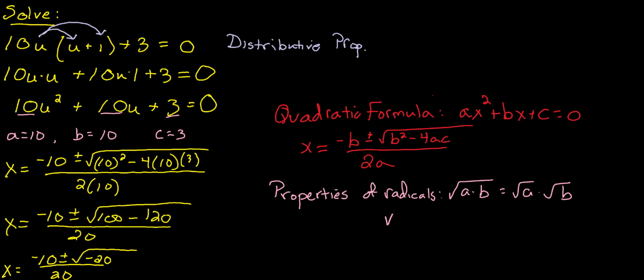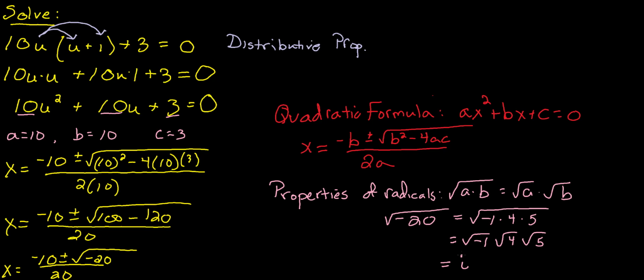So if I have something like the square root of negative 20, that's the same thing as the square root of negative 1 times 4 times 5. The reason I broke it up that way is because I know something about the square root of negative 1, and I know something about the square root of 4, and, well, the square root of 5 is as simple as I can get without getting involved with decimals. So here I would have i, since the square root of negative 1 is i, the square root of 4 is 2, and the square root of 5 is just a regular old square root of 5. So that simplifies to 2i square root of 5. So that's properties of roots and radicals.